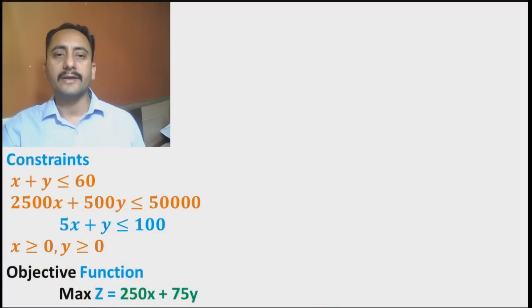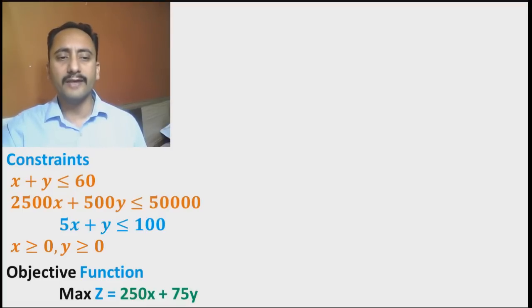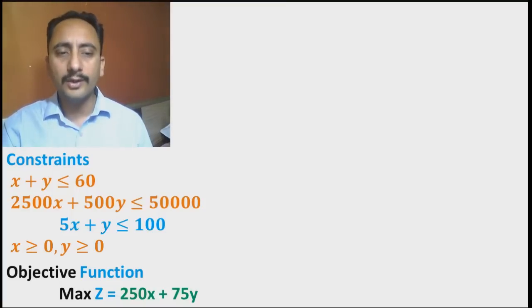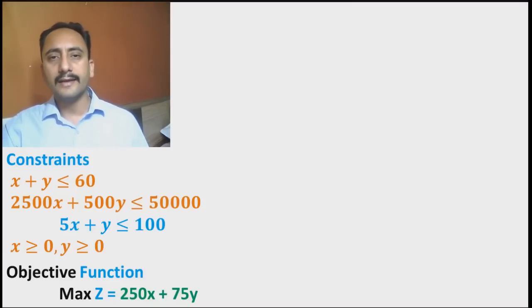Step number 1: the constraints which we have, let's plot the graph for these constraints. And wherever possible we can reduce any constraint into a simpler form. For example, 2500 times x plus 500 times y less than or equal to 50,000. We can divide the whole inequality by 500 and simplify it. We will get 5 times x plus y less than or equal to 100. Let's plot the graph for these four inequalities: x plus y less than or equal to 60, 5x plus y less than or equal to 100, x greater than or equal to 0, y greater than or equal to 0.